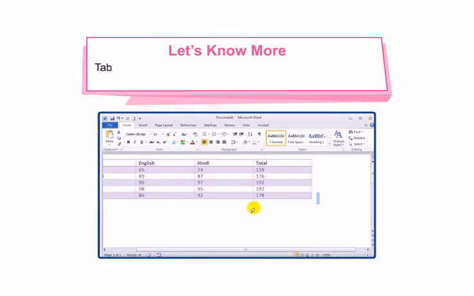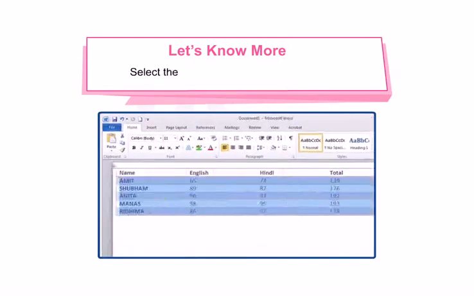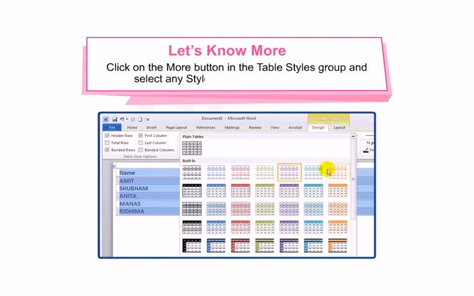Students, note the fact that Table Styles is an inbuilt facility to change the appearance, color and borders of a table. Select the table and click on the Design tab. Click on the More button in the Table Styles group and select any style from the displayed gallery.